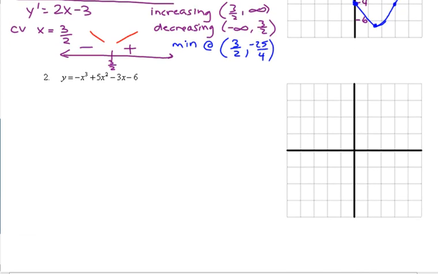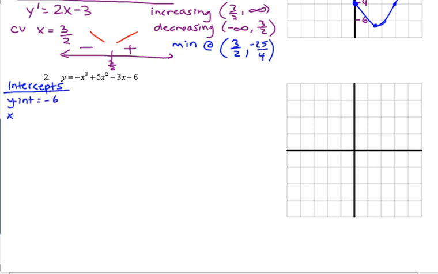Okay, so let's try another one. Oh, yes. You guys are going to have fun with this one. Let's see how well you can factor trinomials. Or, sorry, third degree. Okay, let's start with the easiest. So intercepts, the y-intercept. Negative 6.